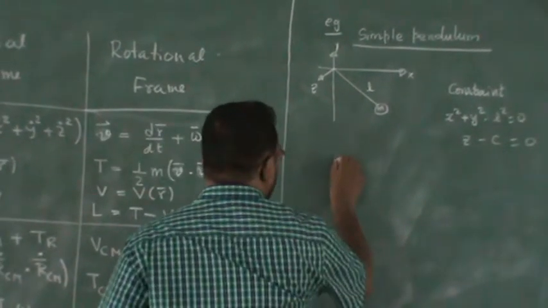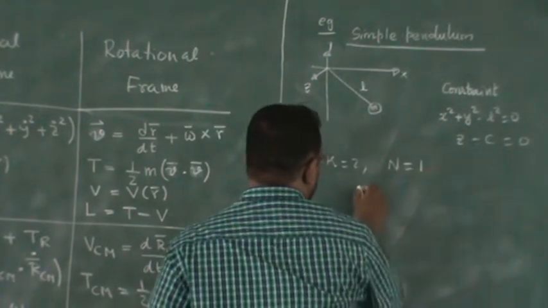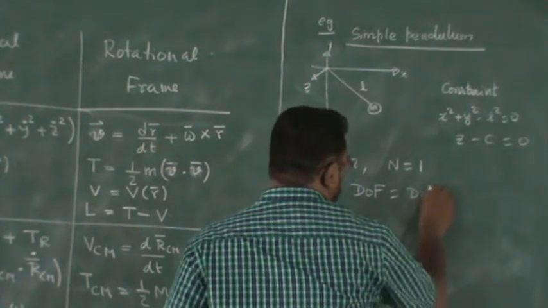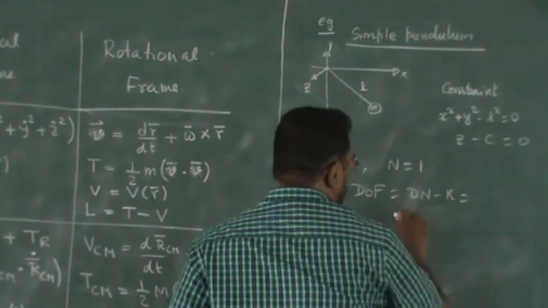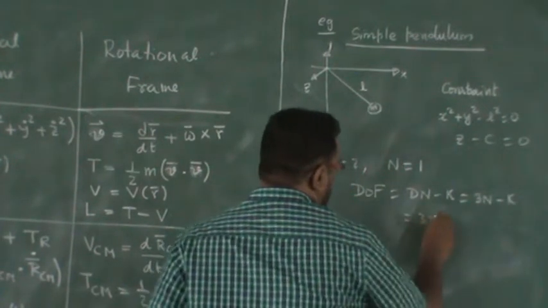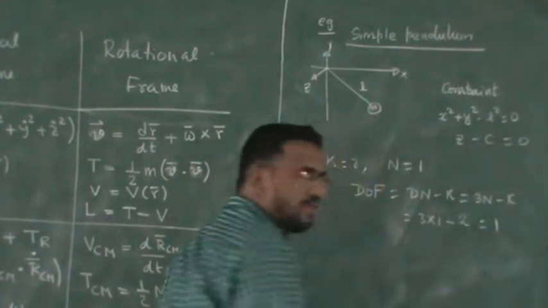The number of constraints is 2 and the number of mass points is 1. For the degrees of freedom, the general formula is dN minus k. Since it is three-dimensional, it is 3N minus k. So 3 into 1 minus 2 is equal to 1 degree of freedom.